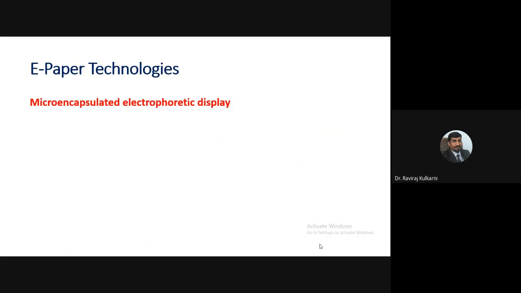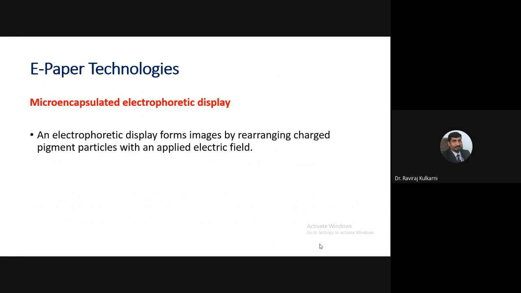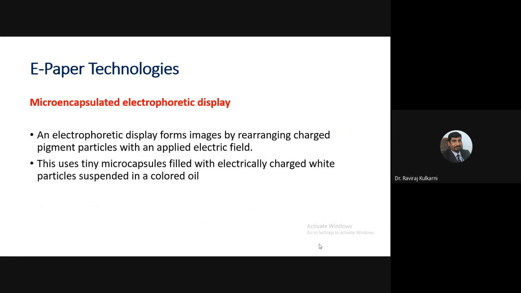Here is one more technology, the microencapsulated electrophoretic display. In the same way, an electrophoretic display forms images by rearranging charged pigment particles with an applied electric field. So this uses tiny microcapsules filled with electrically charged white particles suspended in a colored oil. Okay. So one more technology is there, electrowetting.